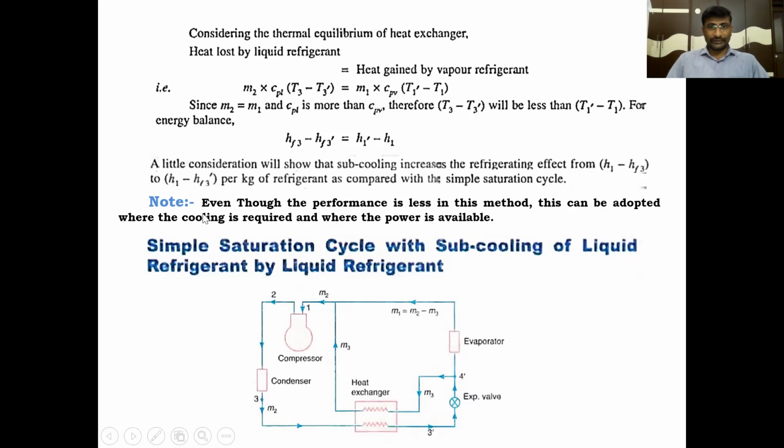Also, the work input increases because, even though the performance is less in this method, whenever the degree of superheat is more than the degree of subcooling, the work consumption by the compressor increases when compared to the refrigeration effect. Clear? So whenever the work consumption by the compressor increases, COP decreases. So this can be adopted where cooling is necessary, where power is easily and freely available. Clear?